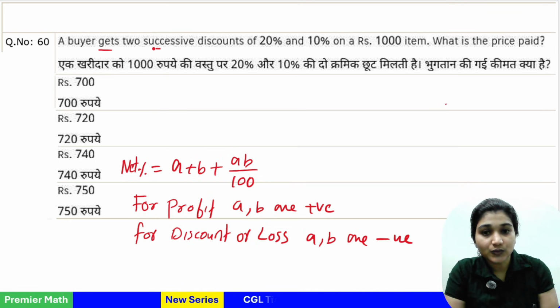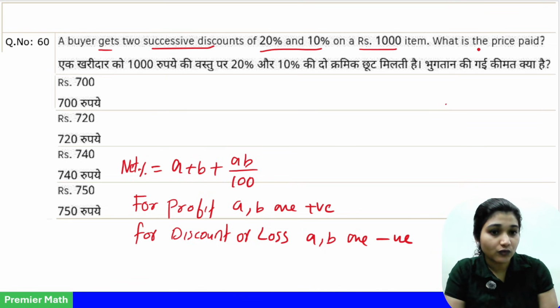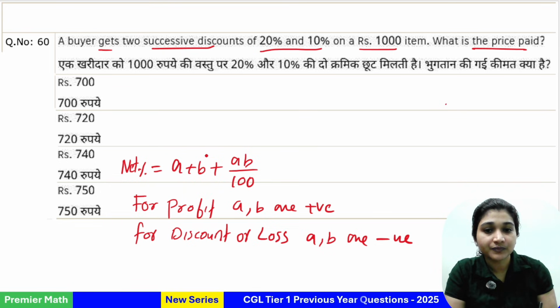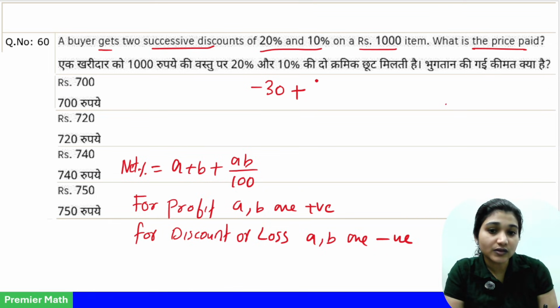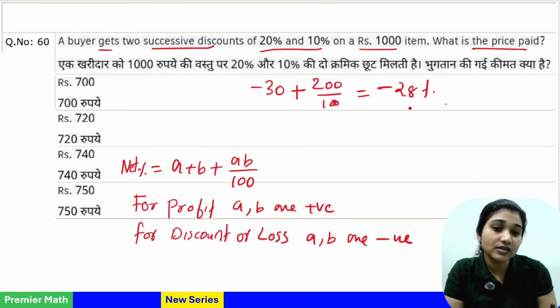A buyer gets 2 successive discounts of 20% and 10% on rupees 1000. What is the price paid? Here use the net percentage formula. That is, minus 20 minus 10 is equal to minus 30, plus 20 into 10 is equal to 200. 200 by 100 is 2. So minus 30 plus 2 is equal to minus 28%, which is the total discount.